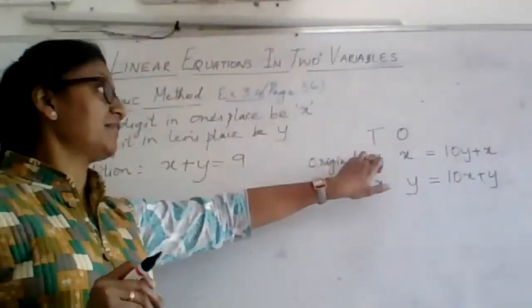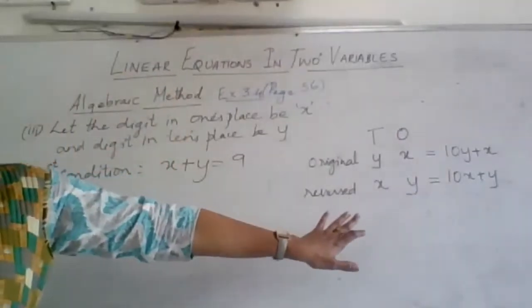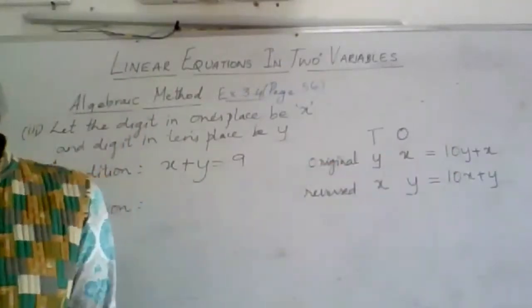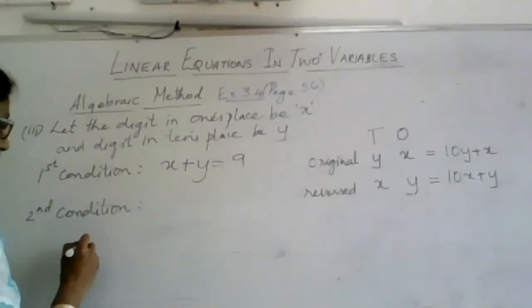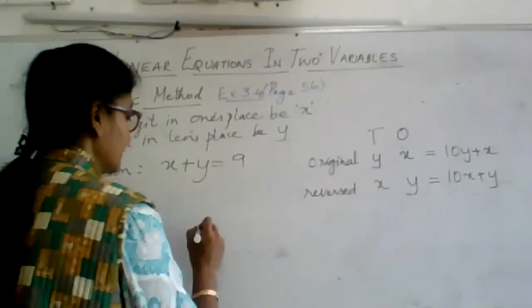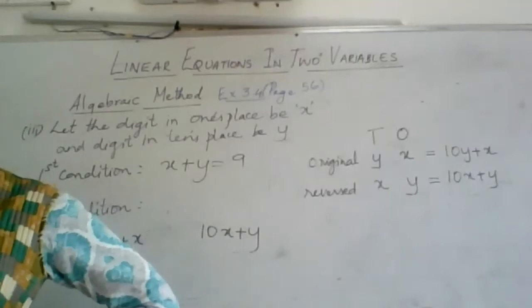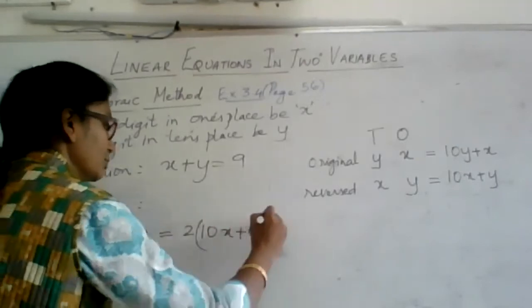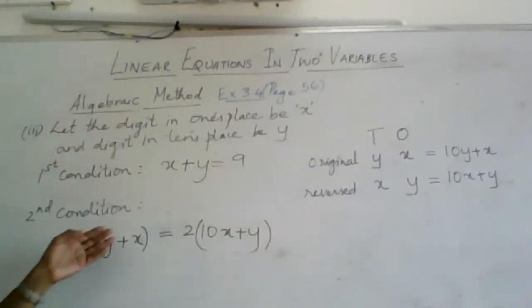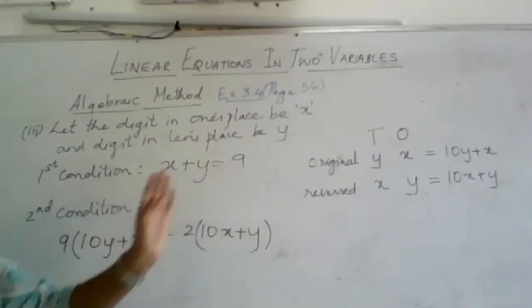Now there is a connection given between these two numbers. This is the original, this is the reverse number. What is it said? Also 9 times this number, meaning the original number, is twice the number obtained by reversing the order. So my original number is 10y plus x. My reverse number is 10x plus y. It is saying 9 times the number is twice the number obtained by reversing its digits. So 9 times the original number is equal to twice the new number. This is the reverse number. So this is the condition I have applied: 9 times original equals 2 times the new number, or the reverse number.